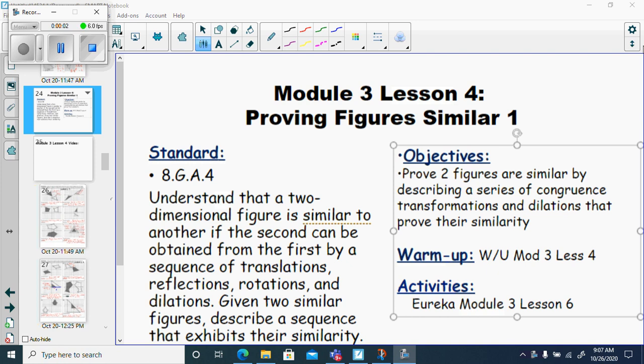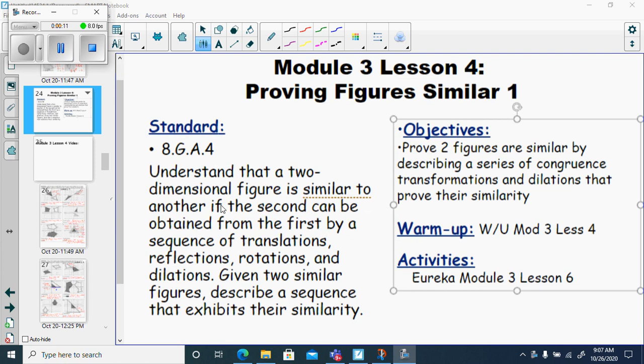This is Module 3, Lesson 4, where we are going to start proving figures are similar. Now, the standard is 8.G.A.4. We're going to understand that a two-dimensional figure is similar to another if the second can be obtained from the first by a sequence of translations, reflections, rotations, and dilations.